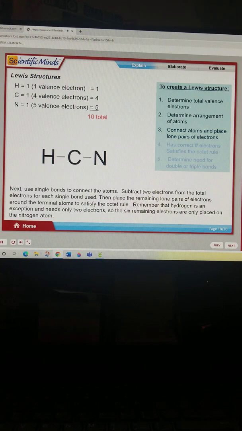Next, use single bonds to connect the atoms. Subtract 2 electrons from the total electrons for each single bond used. Then place the remaining lone pairs of electrons around the terminal atoms to satisfy the octet rule. Remember that hydrogen is an exception and needs only 2 electrons, so the 6 remaining electrons are only placed on the nitrogen atom.